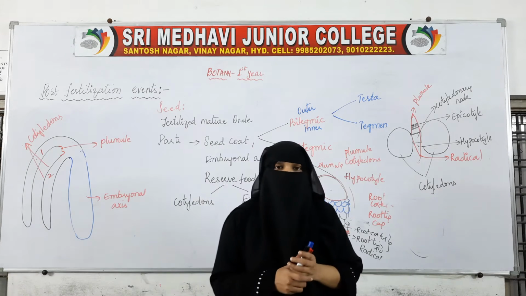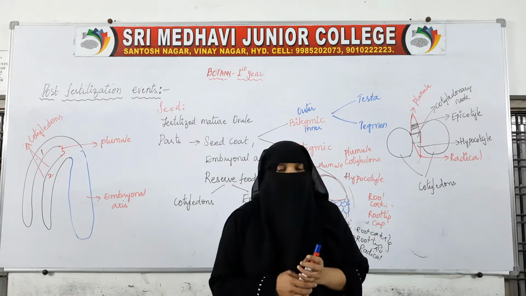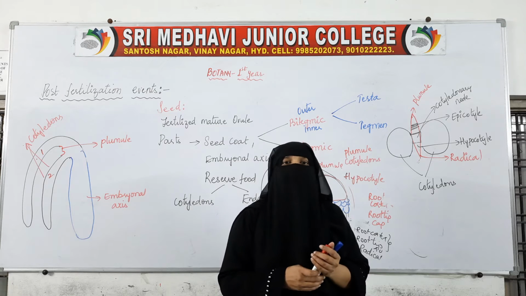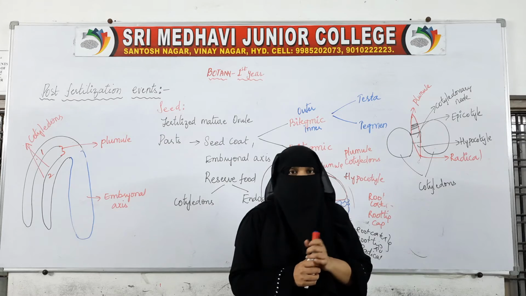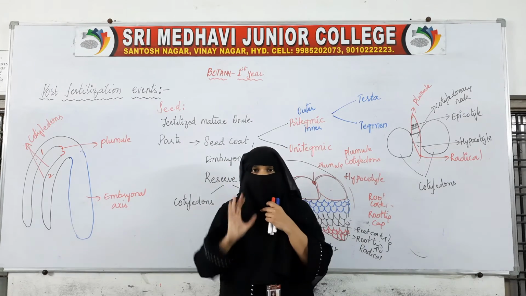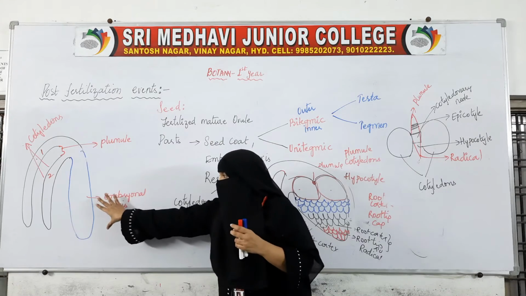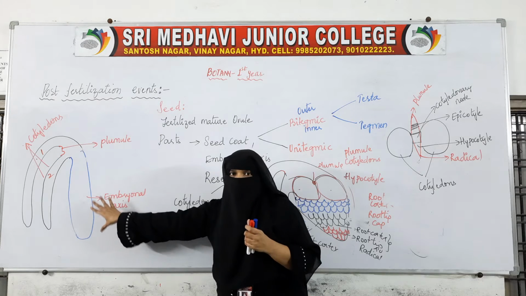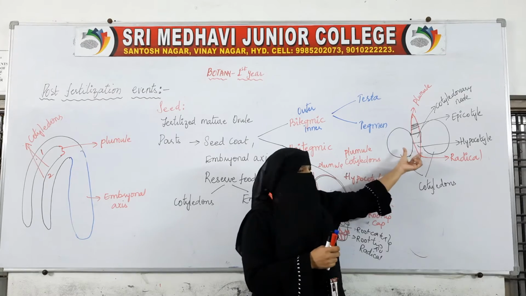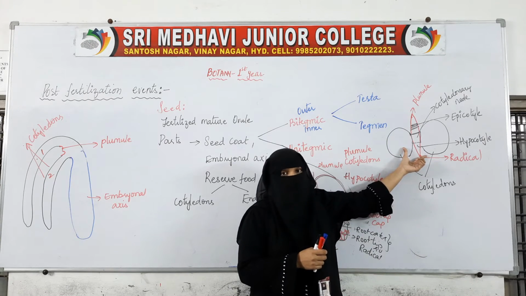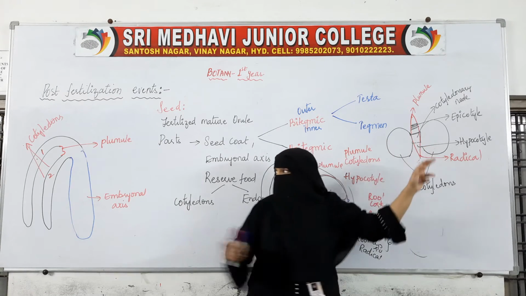These seed leaves or cotyledons store the reserve food material in dicots. In monocots, very little reserve food material will be there, but as of now what I wanted to explain is how the mature embryo looks like. And from this mature embryo, this is how you will see it in the seed.